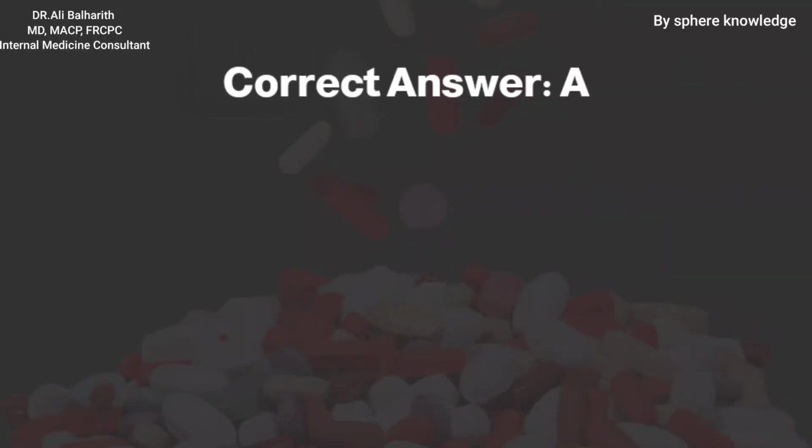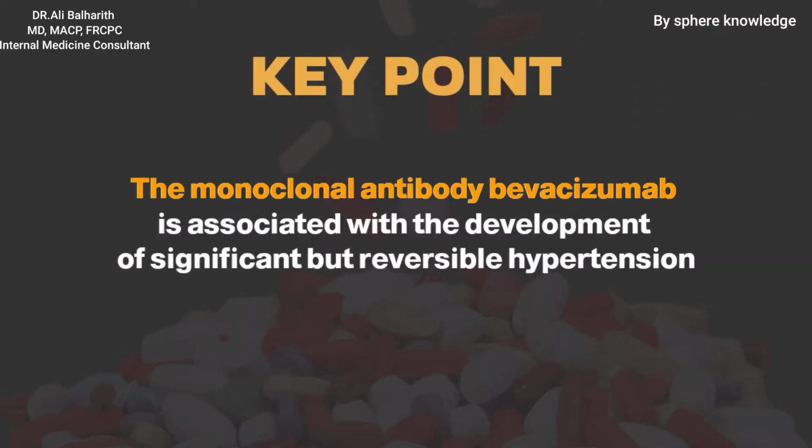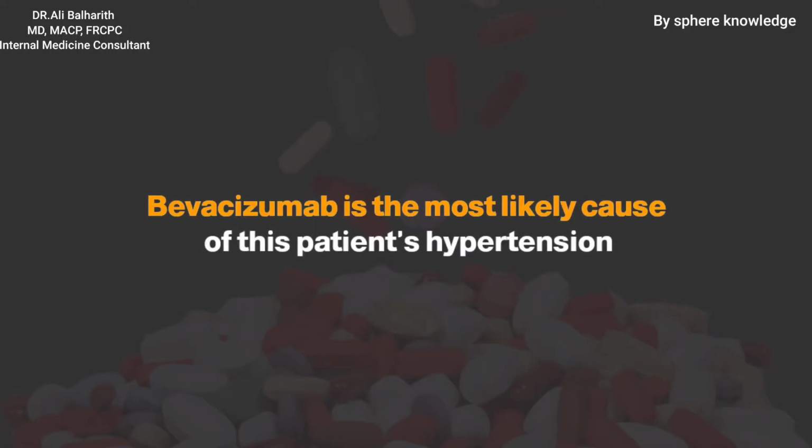Correct answer A. Educational objective: Diagnose hypertension related to bevacizumab therapy. The monoclonal antibody bevacizumab is associated with the development of significant but reversible hypertension. Bevacizumab is the most likely cause of this patient's hypertension.